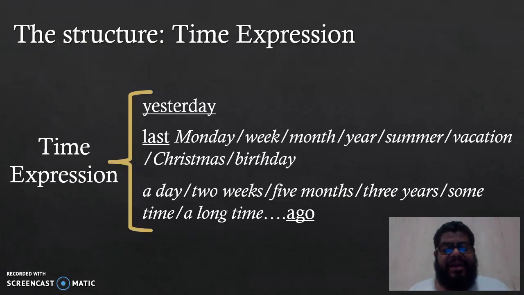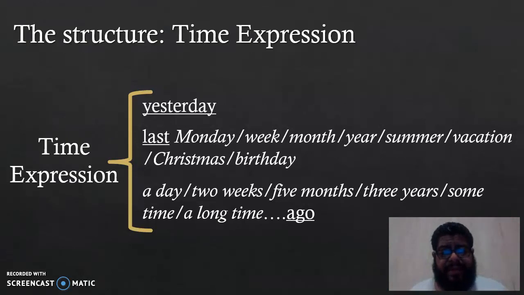For example, I visited my grandparents 2 weeks ago, or I went to the movies 5 months ago, or I bought my computer 3 years ago, or I traveled outside the country a long time ago.